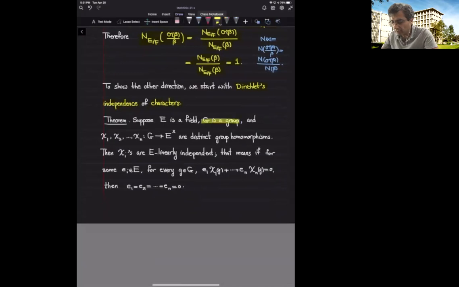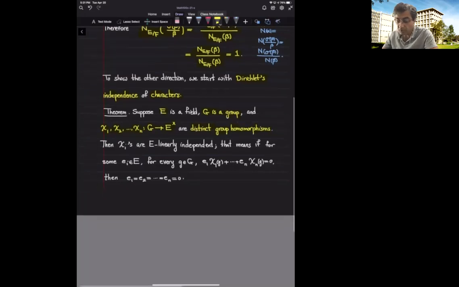I give you a group G, I give you a field E, and I give you n distinct group homomorphisms from the group G to the multiplicative group of E. And let's call them chi1, chi2, ..., chi(n). So these are distinct group homomorphisms from G to E cross. Okay, so the claim, what Dirichlet proved, is that these chi sub i's are E-linearly independent.